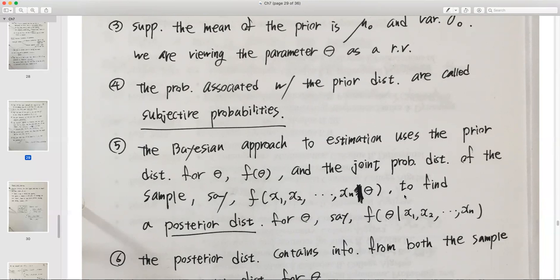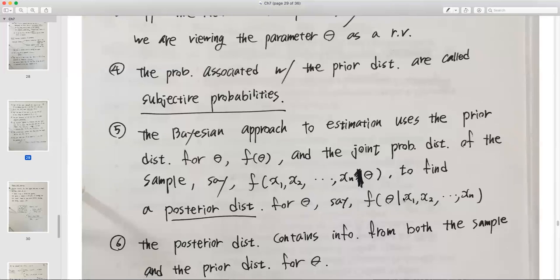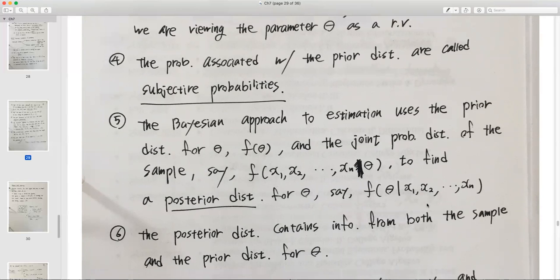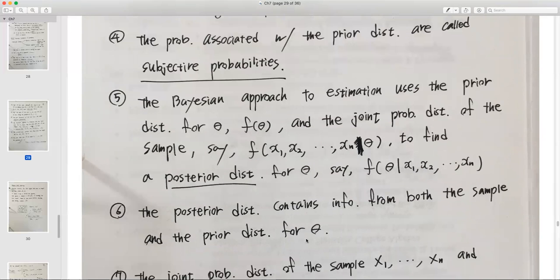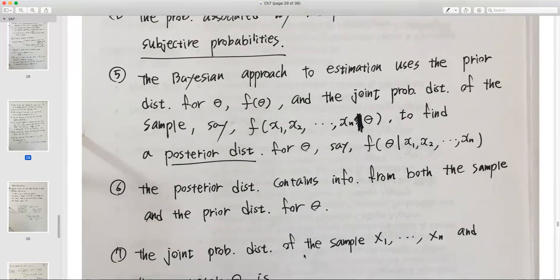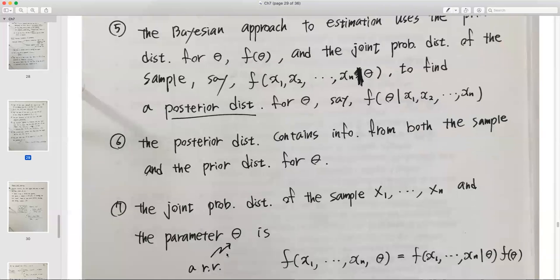The goal of the Bayesian approach is to find the posterior distribution for theta, f of theta given x1 through xn. This is the conditional probability of theta given x1 through xn. Keep in mind that the posterior distribution contains information from both the sample and the prior distribution for theta. Now, the joint probability distribution of the sample x1 through xn and parameter theta is this.